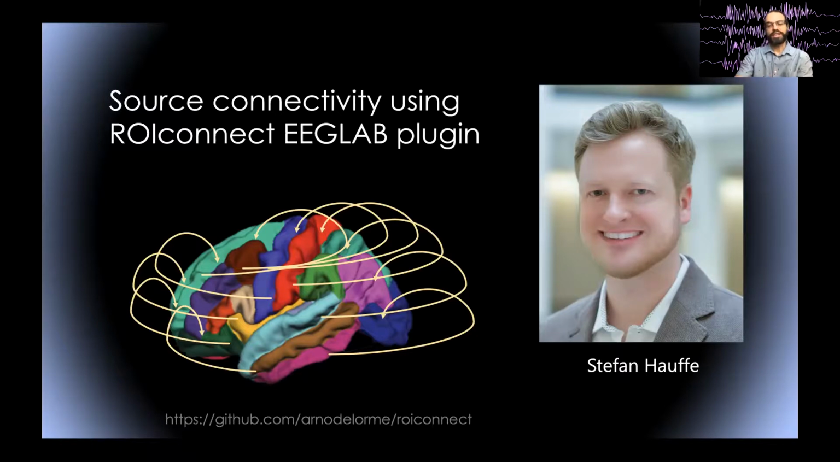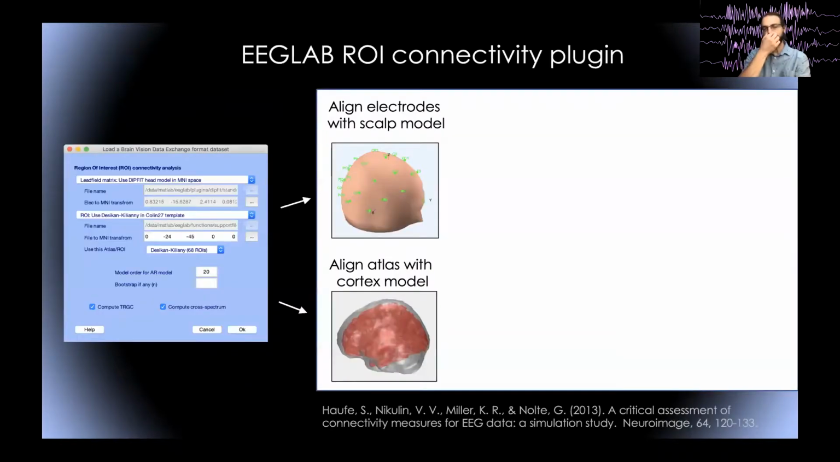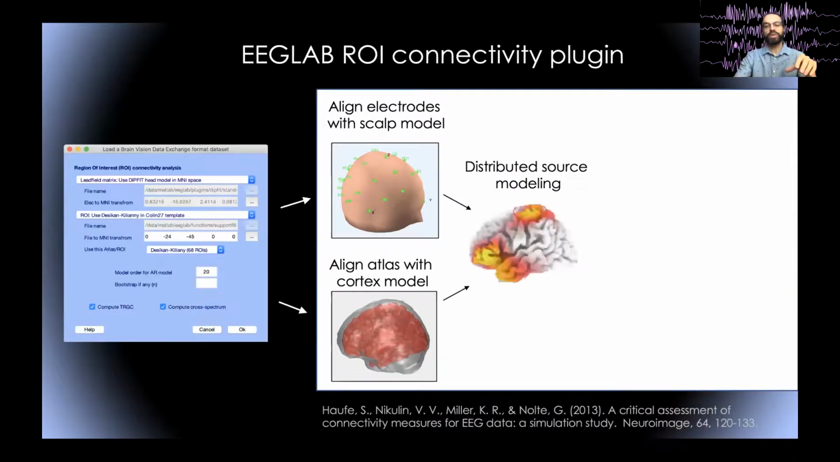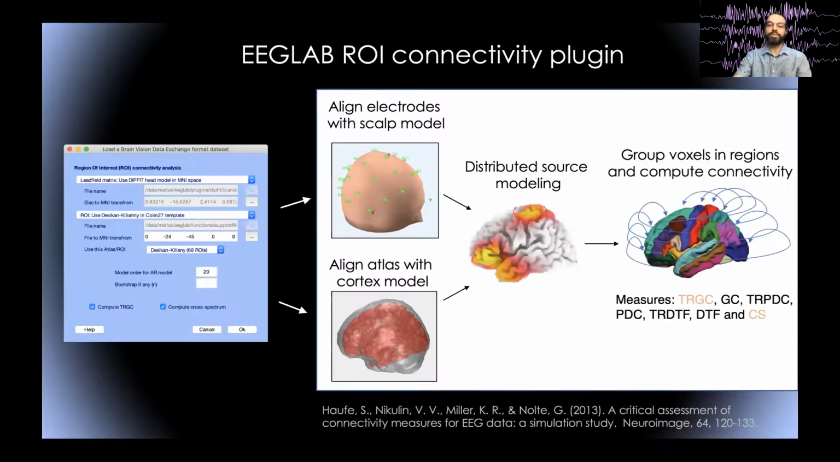And so what this does is, this is the interface to the EEGLAB plugin, in which first you align your electrodes with the scalp model. Then you align the atlas with your model, so you can do distributed source modeling, for example, using LORETA. And then once you have these distributed sources, you parcellate in different brain areas based on an atlas, and then you can calculate different measures, so pairwise measures, so time-reversed Granger causality, or cross spectrum, or many others. And that's pairwise between all the areas.